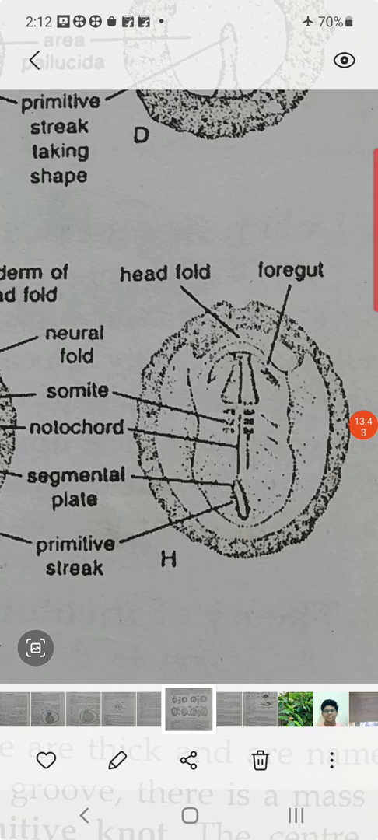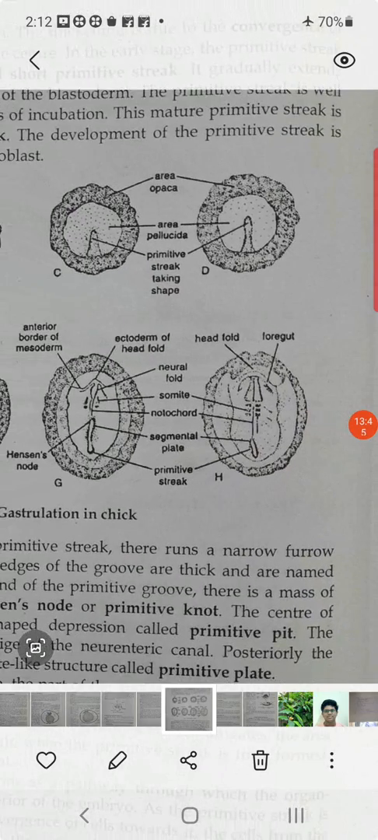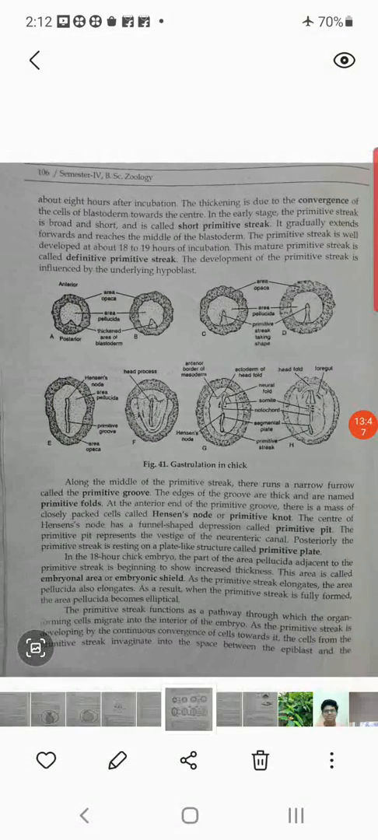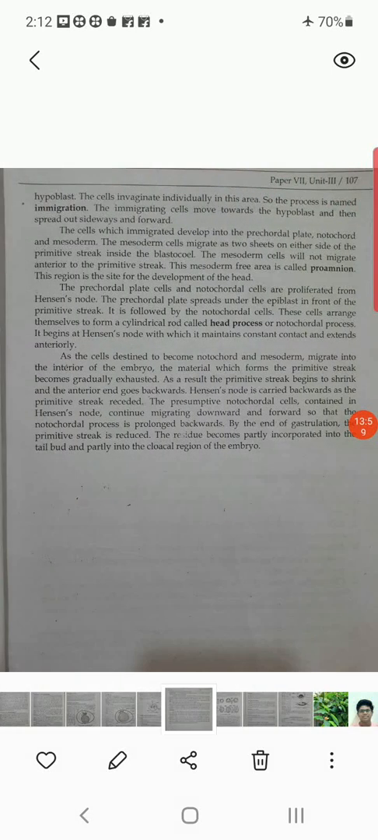So in this way, this is the development of the organs, various organs, and this process is called gastrulation in chick. So it is very easy, but you keep in mind the diagrams, and these are the notes. These are the notes you keep in mind.